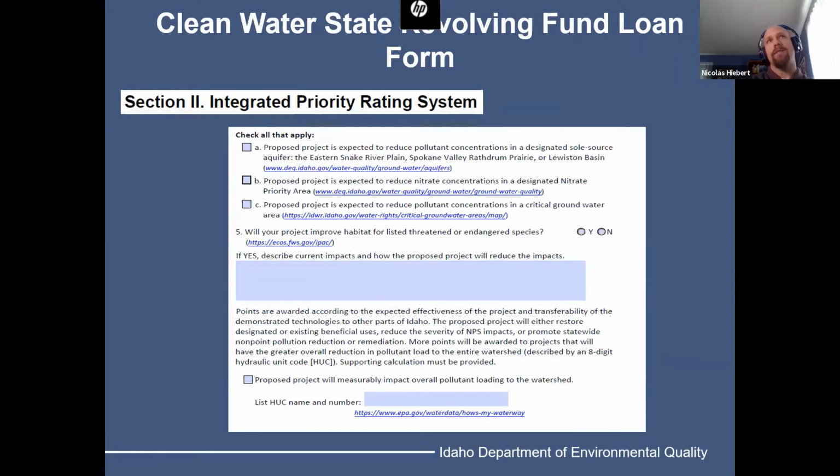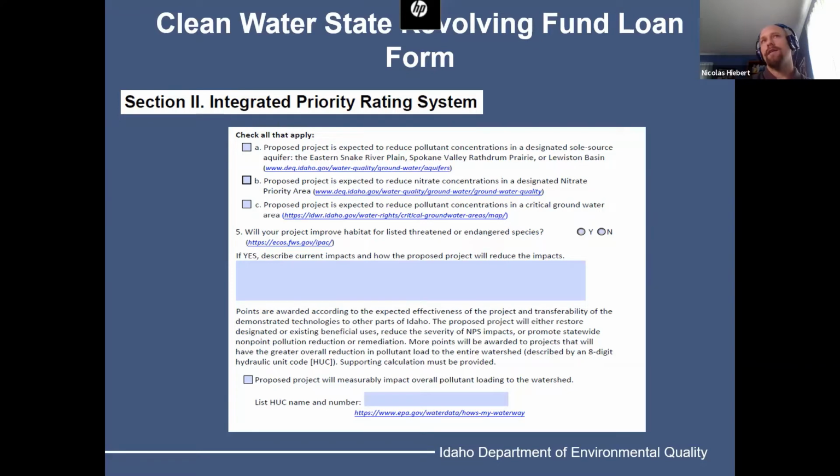Again, items A and B are questions that you can answer by going to that website that I showed you, the DEQ mapping tool, and you can click on it to find out if it's a nitrate priority area or if it's a sole source aquifer. There's also a link in item C if it's expected to reduce pollutant concentrations over a critical groundwater area. So that would be like a groundwater management area.